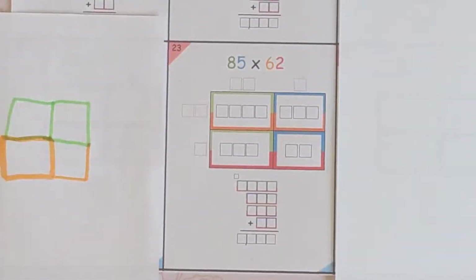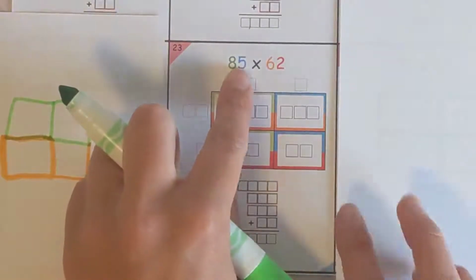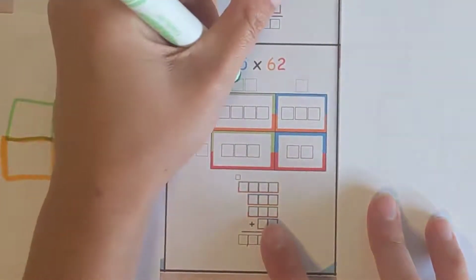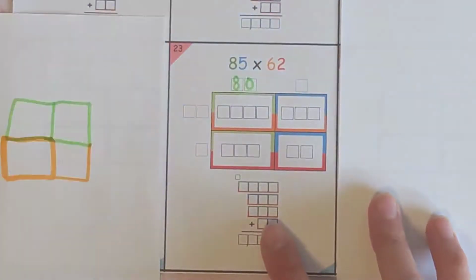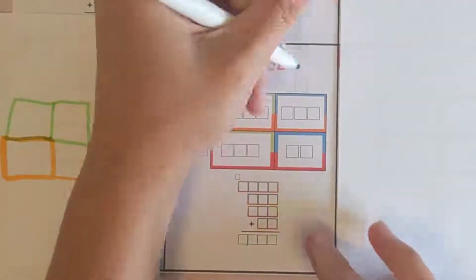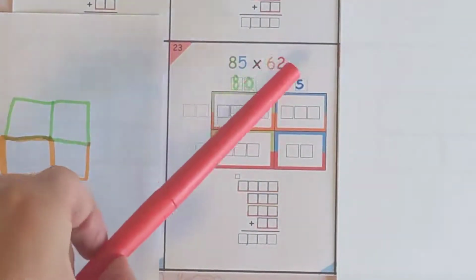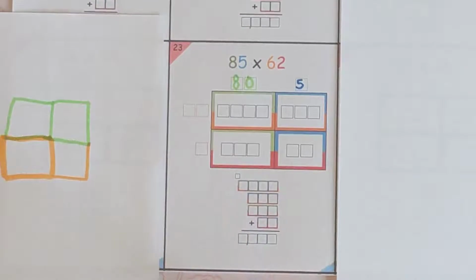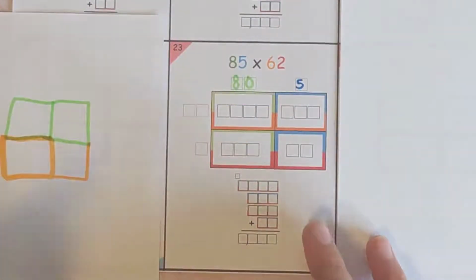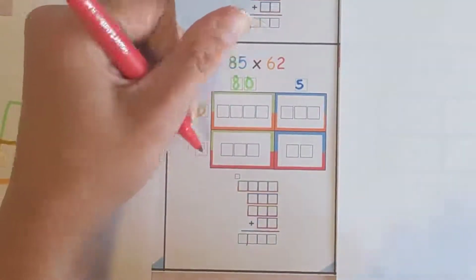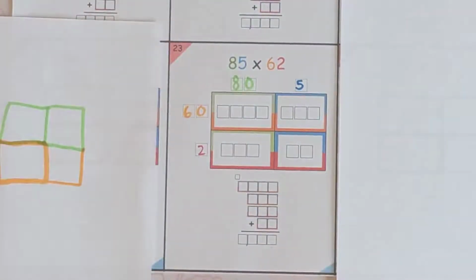your own box. We are going to take our first number and put it into expanded form along the top, so 80, that's what the 8 is really standing for, and then 5. That's our 85. And then we're going to take our 62, our separate number, over here on the left side and put that in expanded form. So 62 is really 60 plus 2.